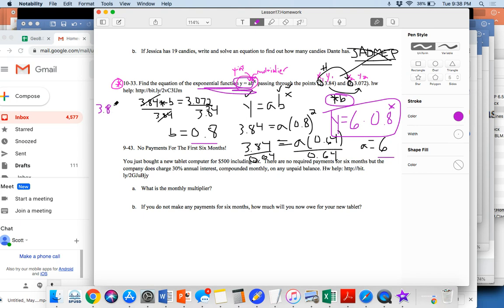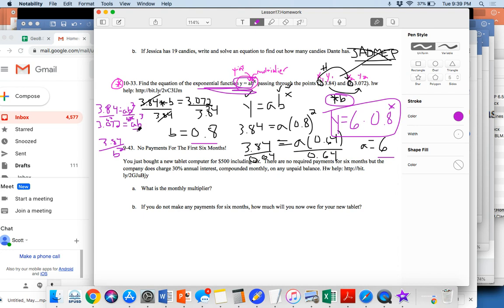3.84 equal to a times b to the second power, and then 3.072 equals a times b to the third power, right? Because here our x is 3. Okay? So then you can actually solve this one by the equal values method by isolating a. Here's how you do that. Divide both sides by b squared, and then a would equal 3.84 over b squared. Okay, that equals a right here.